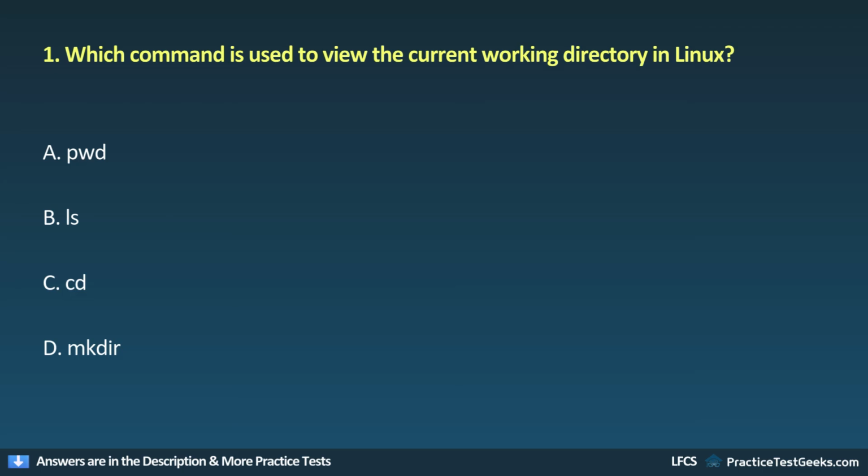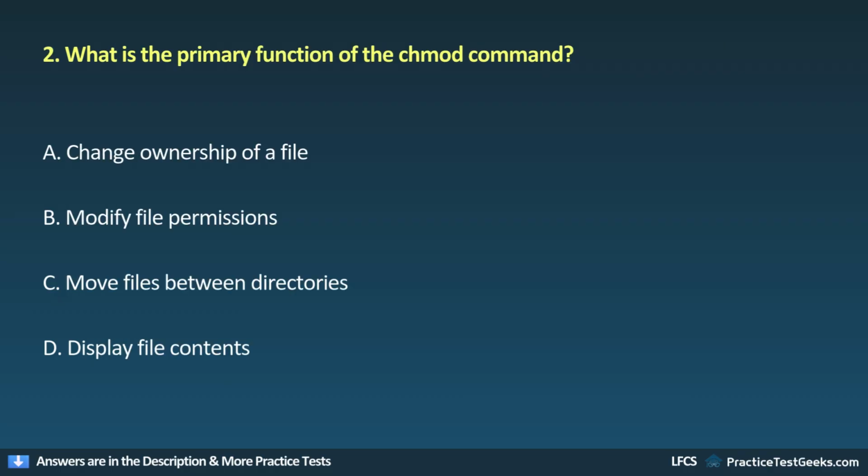1. Which command is used to view the current working directory in Linux? A. pwd. B. ls. C. cd. D. mkdir. 2. What is the primary function of the chmod command?